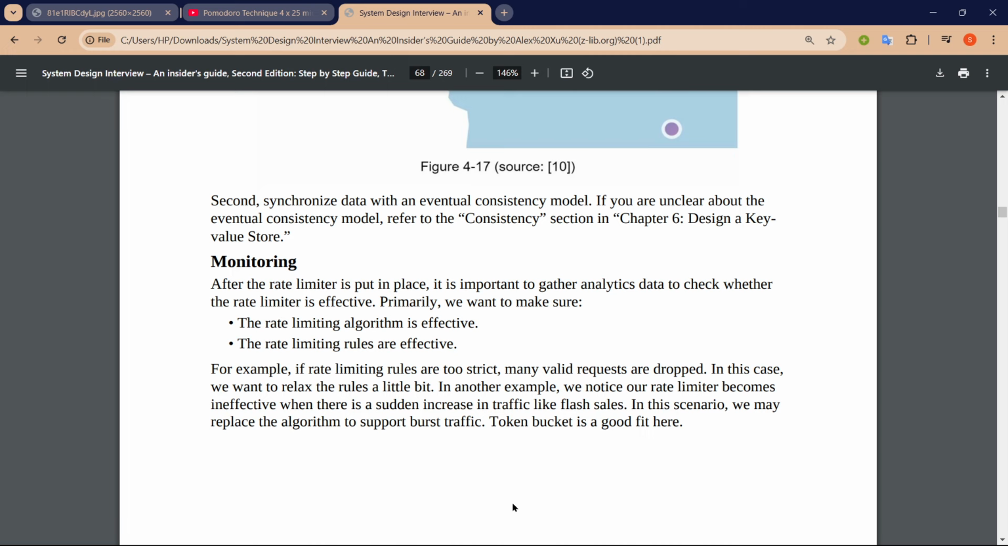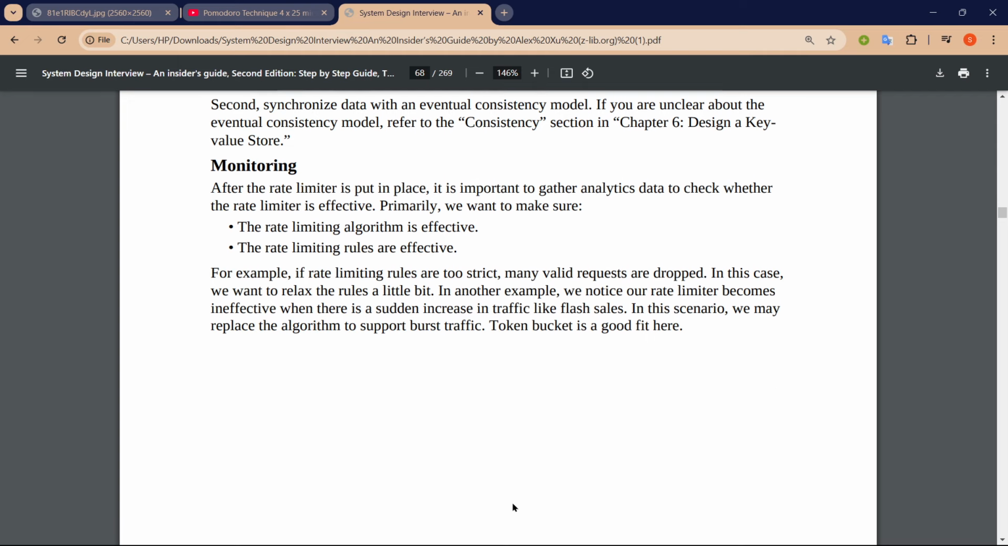Monitoring. After the rate limiter is put in place, it is important to gather analytics data to check whether the rate limiter is effective. Primarily, we want to make sure the rate limiting algorithm is effective and the rate limiting rules are effective. For example, if the rate limiting rules are too strict, many valid requests are dropped. In this case, we want to relax the rules a bit. In another example, we notice our rate limiter becomes ineffective when there is a sudden increase in traffic like flash sales. In this scenario, we may replace the algorithm to support burst traffic. Token bucket is a good fit.